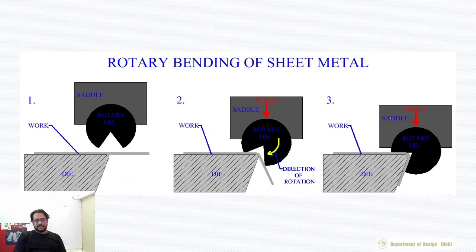However, some of those problems are negated by this kind of a process. It's called rotary bending. Here the die can move, it can rotate around this central axis over here, and when you force this, the rotary die takes the shape of the stationary die, and you can get these very acute angles. Of course you will not get a 180-degree bend out of this, because I don't think that will be possible in this process, but you can get very acute angle bends.